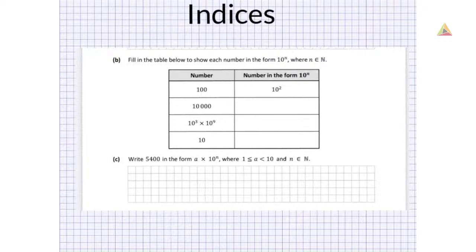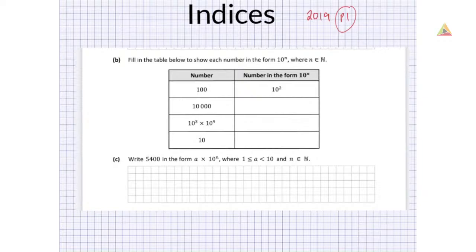So I've pulled another paper. This is 2019 and it is paper 1 as well. So if we look at the first question there, fill in the table below to show each number in the form 10 to the power of n, where n is an element of a natural number. So that letter n is going to be a natural number.